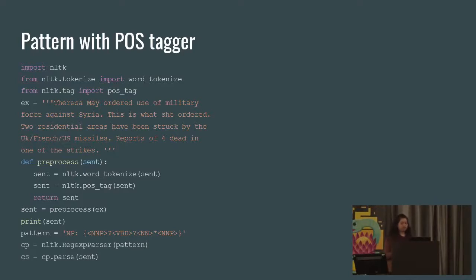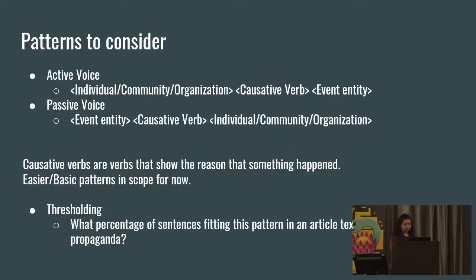The noun over here is supposed to be the agent. The verb is supposed to be a particular verb that's called causative. Some of the active voice sentences would have these patterns. It would be an individual, community, or an organization, a causative verb, and the event entity. The passive voice would be event entity, causative word, individual, community, and organization. But this is only for simple sentences. This doesn't work for complex and compound sentences, unless you convert the compound and complex sentences into simple sentences to apply these patterns.